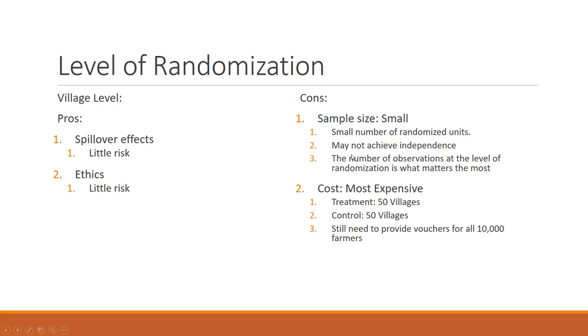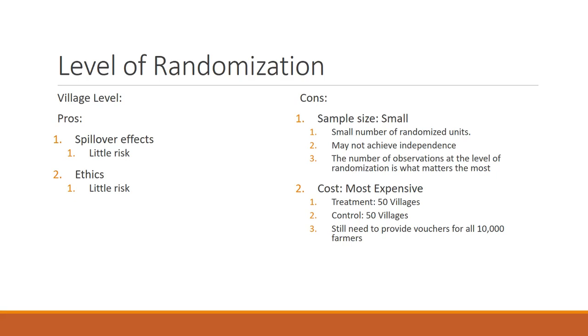All right, what are the cons? Well, the cons are that the sample size is going to be smaller. All right, you only have 100 villages. That means there's only going to be 50 treatment villages and 50 control villages. That's a smaller sample size at your observational unit, at your level of randomization. All right, that means it's going to be harder for you to achieve that statistical independence.